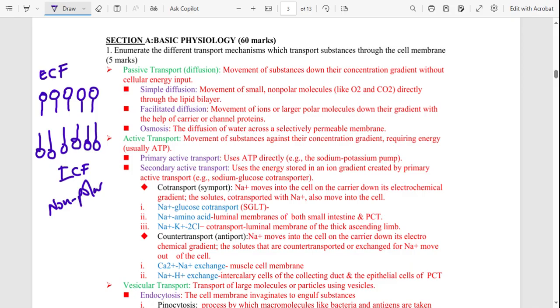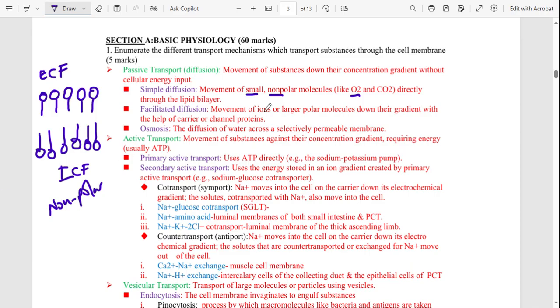You don't require energy. So passing from a region of high concentration to low concentration, down a concentration gradient, without the requirement of energy. So passive diffusion is divided into simple diffusion, which is basically the movement of small nonpolar molecules directly through the lipid bilayer itself. Okay, that's simple diffusion. For example, these are small molecules because the cell membrane contains only small spaces where the substance can pass through, and they are non-polar because polar ones can't pass through the cell membrane since it's non-polar. Examples we can give are gases like oxygen and carbon dioxide.